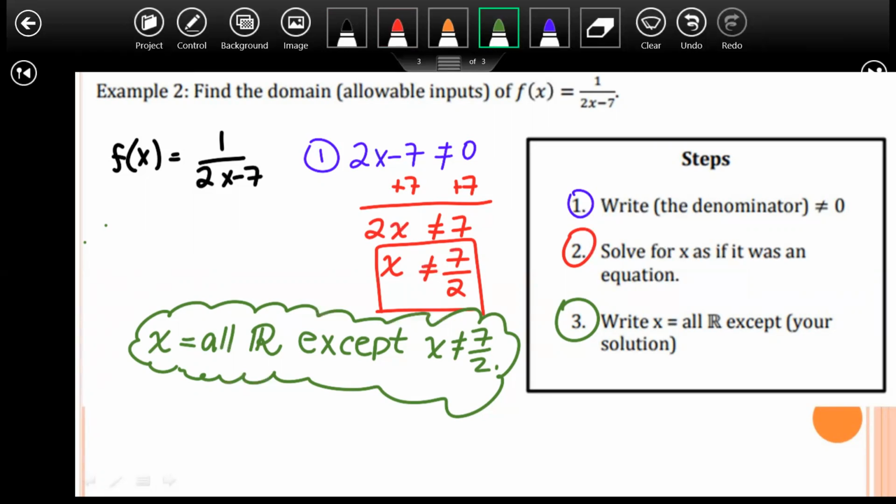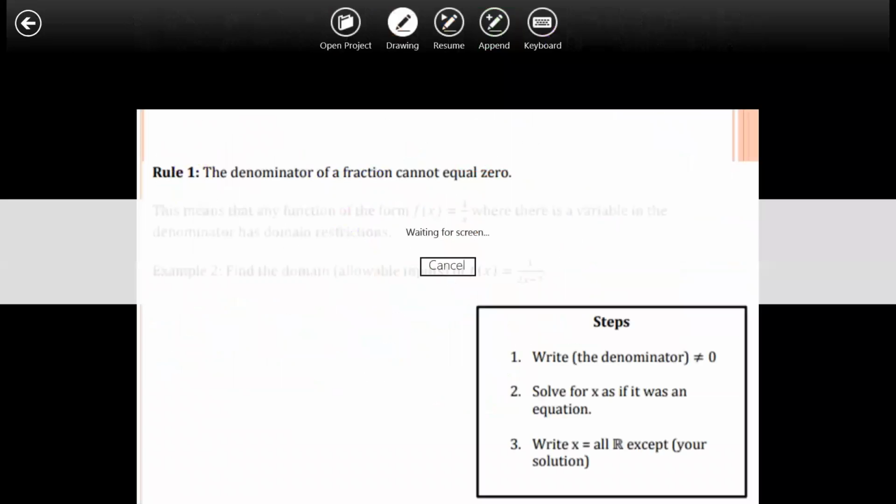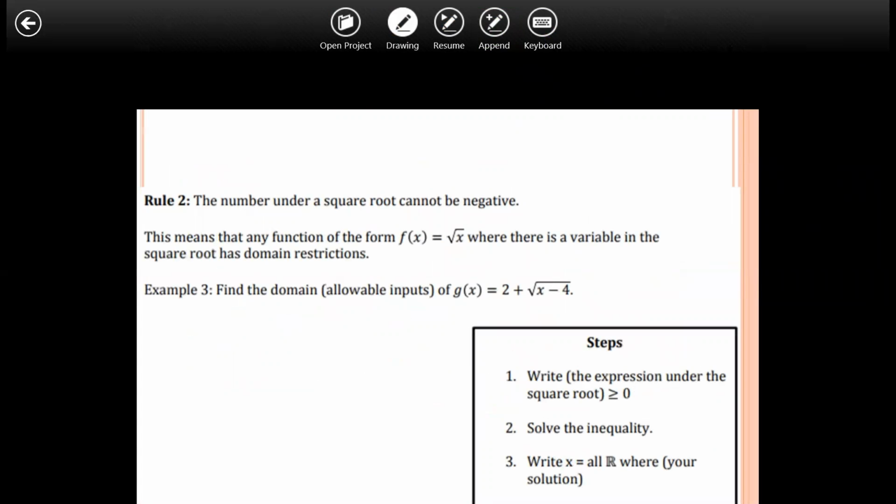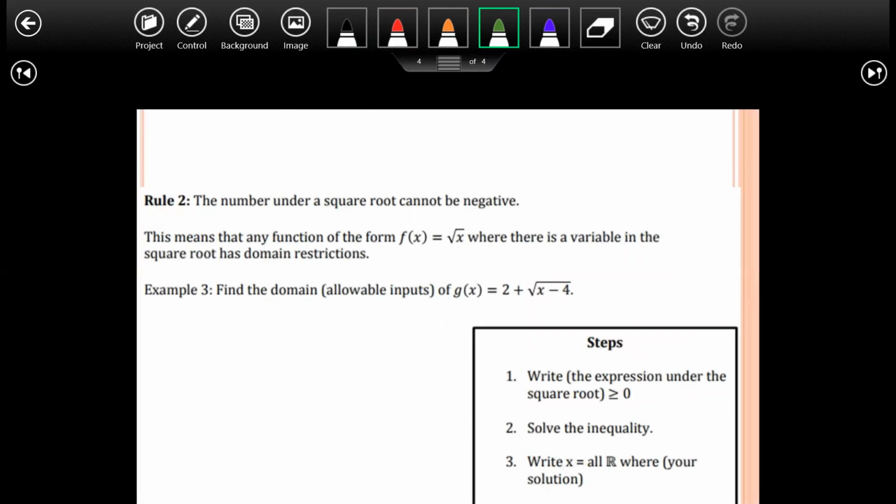Does anyone know the second type that restricts our domain? How about square roots: negatives underneath the square root? The number underneath the square root cannot be negative. What happens if we have a negative underneath the square root? It's i. What does i stand for? Imaginary numbers. If it's imaginary, we cannot make a solution out of this set. It doesn't exist. It's not real. We cannot define 3i in the real-world sense of things. It doesn't make sense to us.